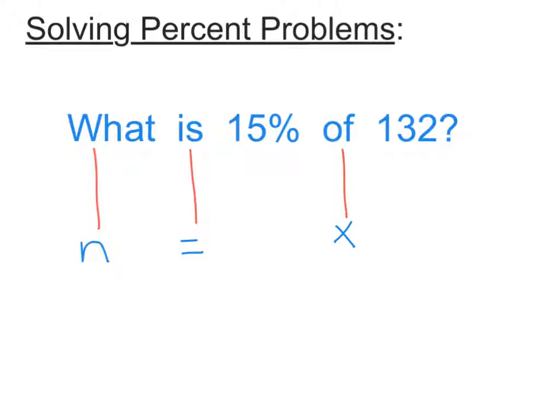This video is about solving percent problems using the "what is and of" method. So we're going to be solving problems like what is 15% of 132, and the way we're going to do it is by converting "what" to an n, our unknown, "is" to an equals sign, and "of" to a multiplication symbol. That way we'll be able to take sentences like this and turn them into equations that will help us solve for the missing piece.